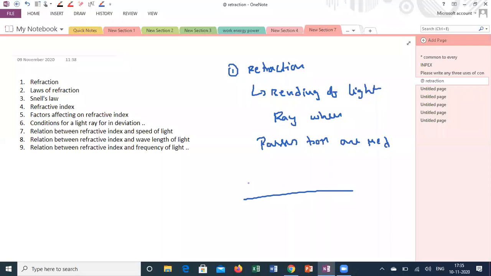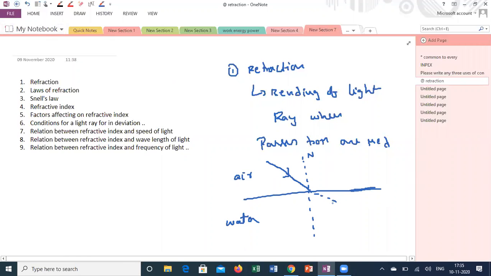That means if it is passing from air to water, this is a normal. The light ray is entering here. The blue color says light ray, the dotted line shows the normal to the interface. This is the interface, the boundary between the two mediums. If there is no change in medium, the light ray will travel like this. I will show with colors. So the light ray will travel along the black dotted line, as there is no difference in medium.